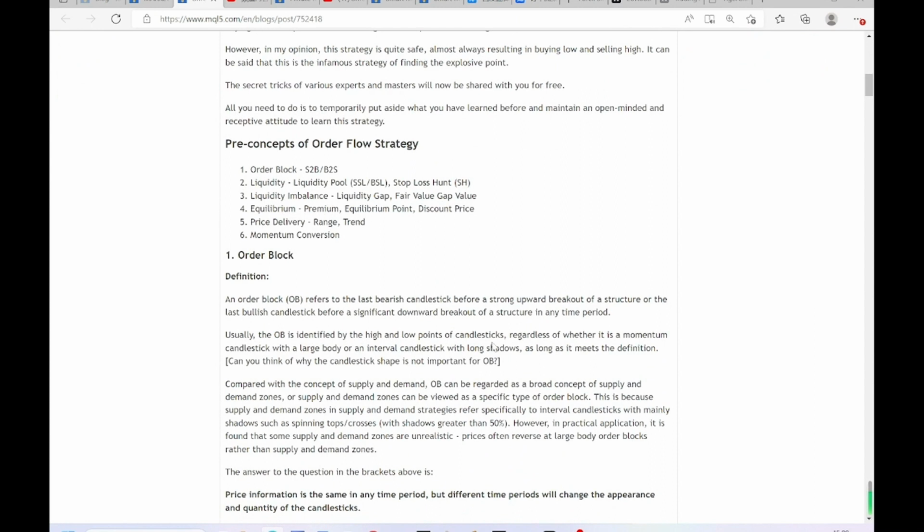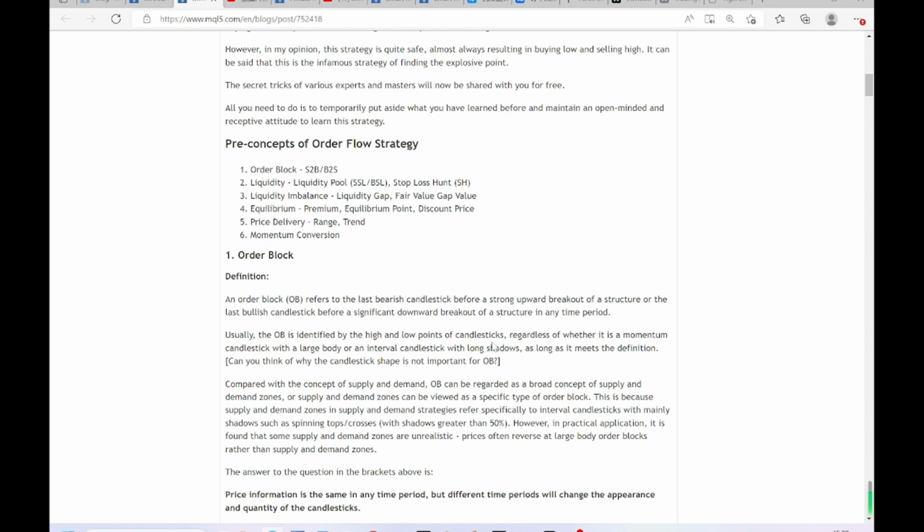Order block refers to the last bearish candlestick before a strong upward breakout of a structure, or the last bullish candlestick before a significant downward breakout of a structure in any time period. That is to say, whenever there is an effective breakout of a structure, an order block will be formed. A bullish structure breakout will form a bullish order block, and a bearish structure breakout will form a bearish order block.